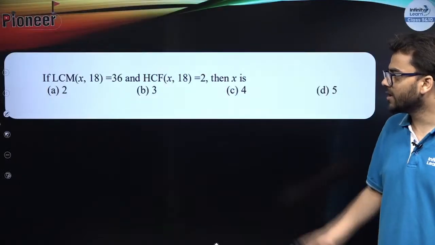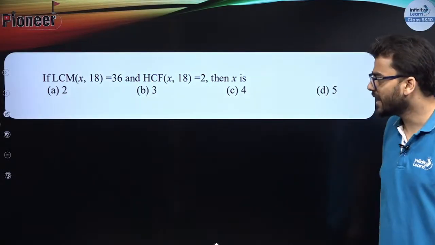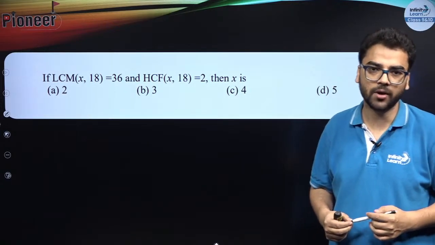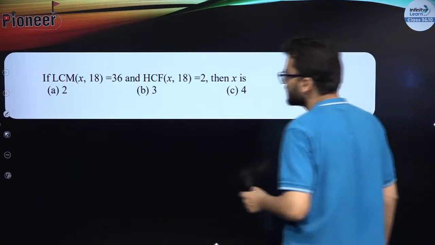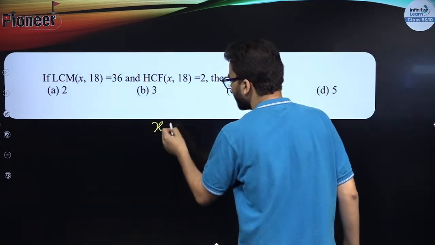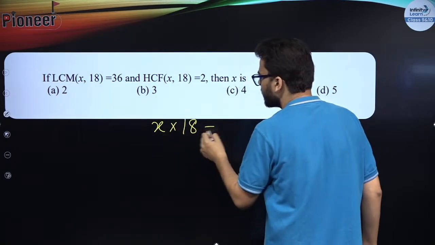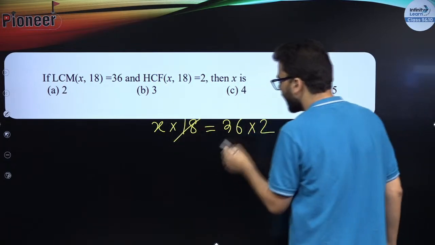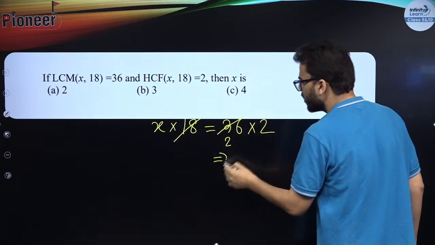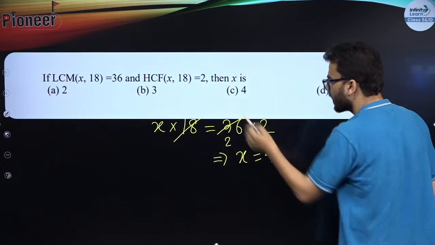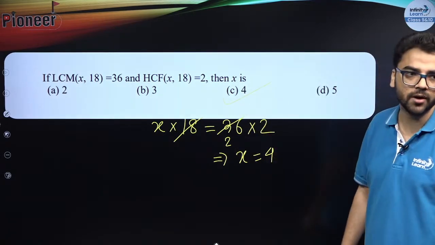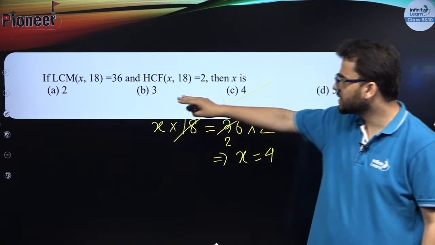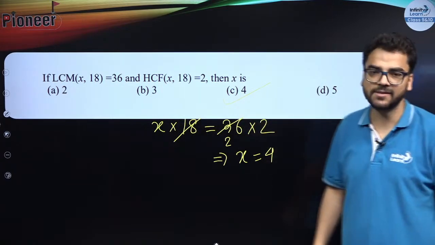A simple question you can do over here: if the LCM of x and 18 is given, and the HCF of them is given, you have to find the value of x. So LCM is given and HCF is given. Basically the product of the numbers, that is x into 18, is equal to the product of their LCM and the HCF. From here you can find the value of x. So x will come out to be equal to 4. So that is the answer. I hope that question is clear to every student over here. It's a simple question. 4 is coming out to be correct. The product of the two numbers is equal to the product of their HCF and LCM.